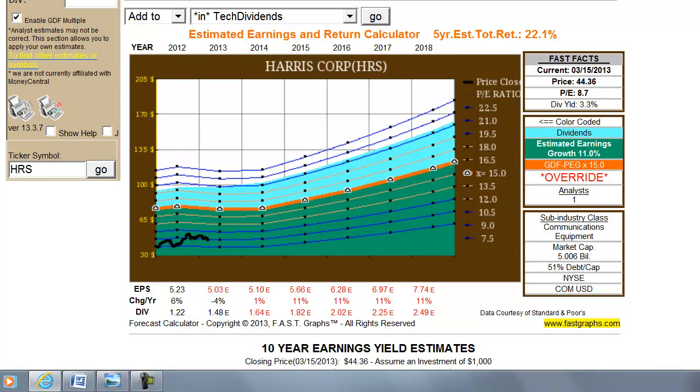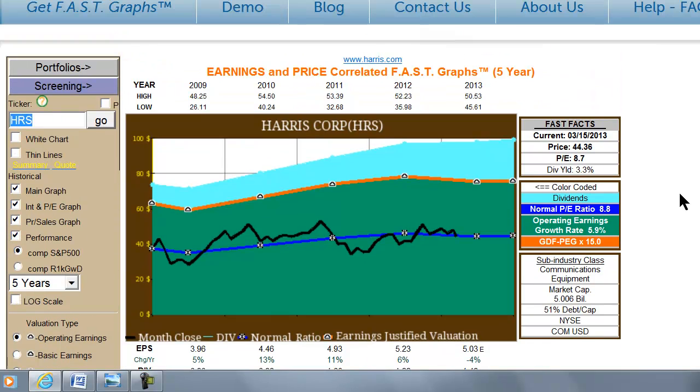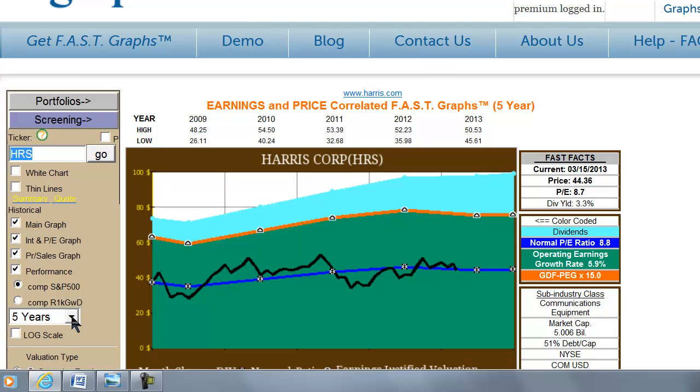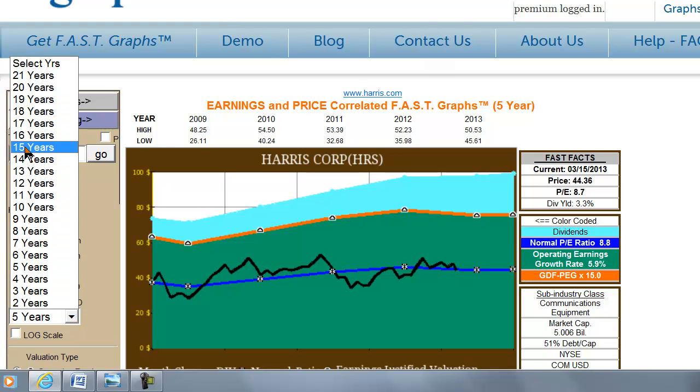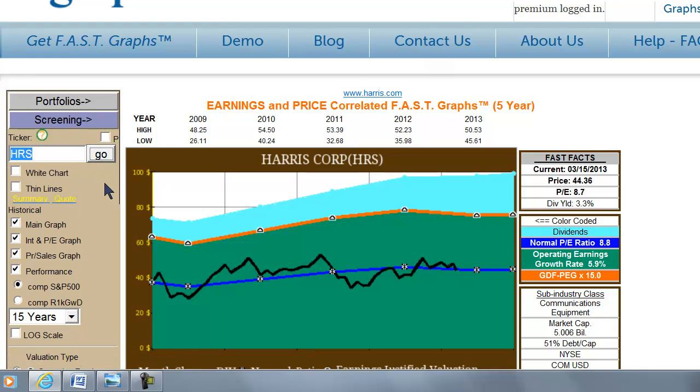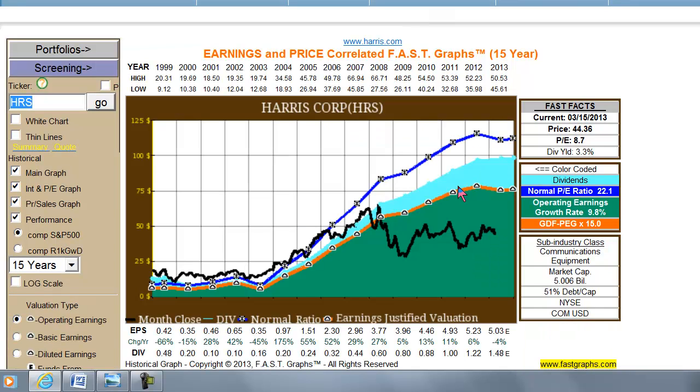So the point is, when you're analyzing a stock using FAST Graphs, the key is to look at what FAST Graphs reveals to you. Don't try to automatically assume that these numbers are all absolutes. When I look at Harris over even the 15-year period where all the data is typed in, I can see that it's always traded at a PE above 15 until we had the Great Recession. It's been cyclical in the past.